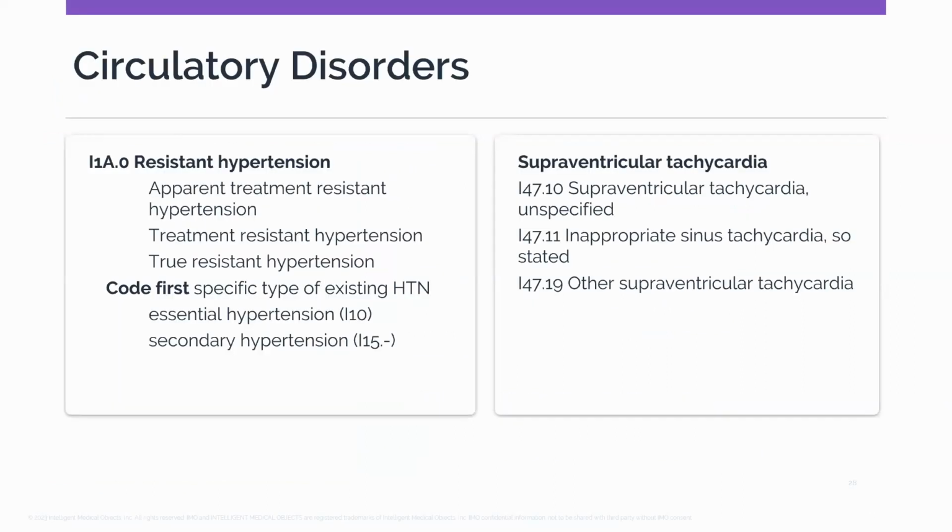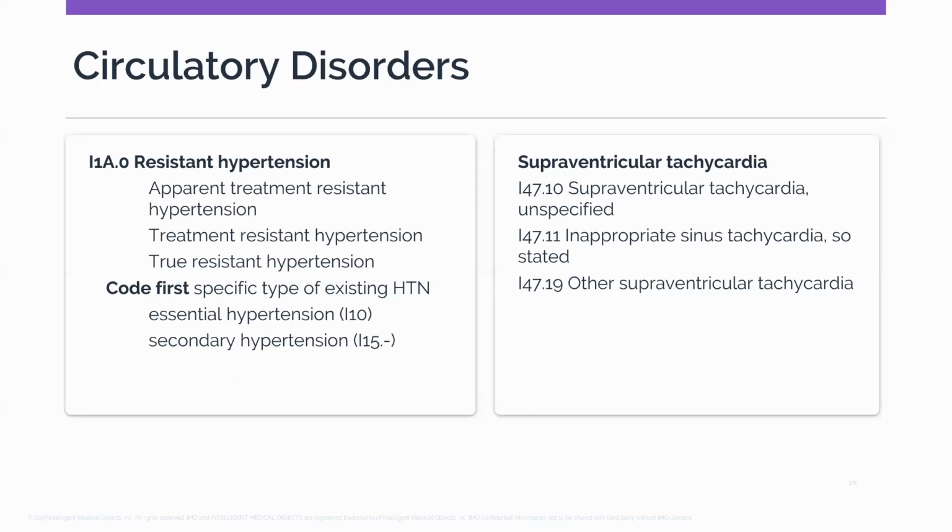In the circulatory chapter, we have a new code for resistant hypertension at I1A.0. Resistant hypertension occurs when the patient's blood pressure remains above goal despite at least 3 antihypertensive medications of different drug classes. So you'll want to make sure that if you have resistant hypertension, you don't use it alone. There's an instructional note to code first the specific type of hypertension. So if you have somebody with benign hypertension and it's resistant, you should pick up the I10 plus I1A.0.